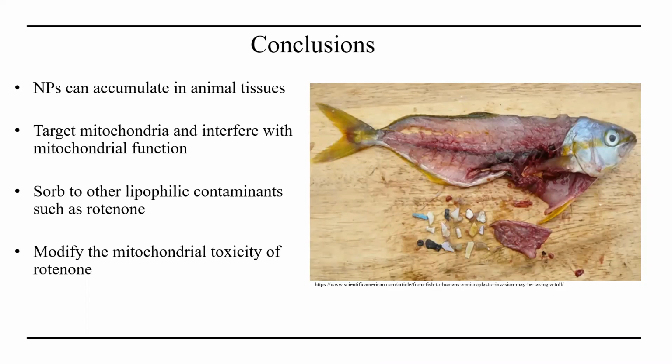Concluding this work, we can say nanoplastics can accumulate in animal tissues. They target mitochondria and interfere with their function. They sorb lipophilic contaminants such as rotenone and modify the mitochondrial toxicity of rotenone. Does that mean nanoplastic can clean the animal? We have to do more research on that. Thank you.